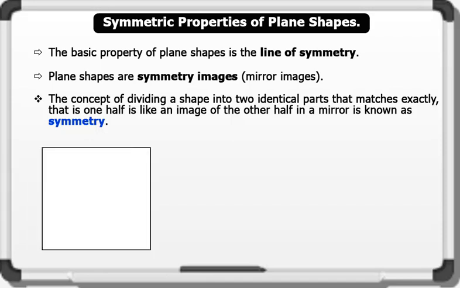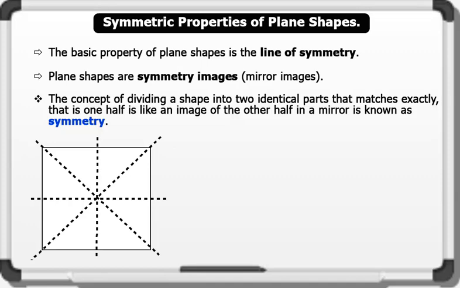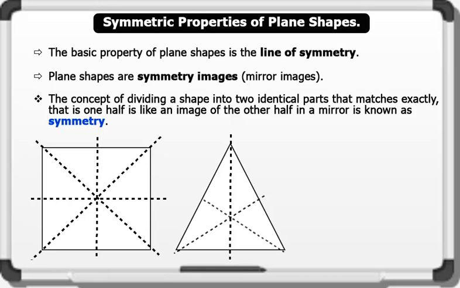When the symmetry line divides the square vertically, we have a mirror image. The left part of the square is the same and opposite of the right side. The symmetry line also moves horizontally and in cross sections, etc. 2. The triangle. When the symmetry line divides the triangle vertically, we have a mirror image. The left part of the triangle is the same and opposite of the right side. The symmetry line also moves in cross sections, etc.